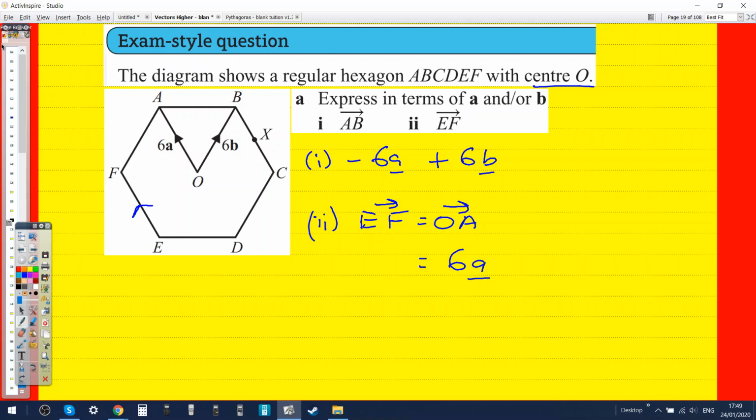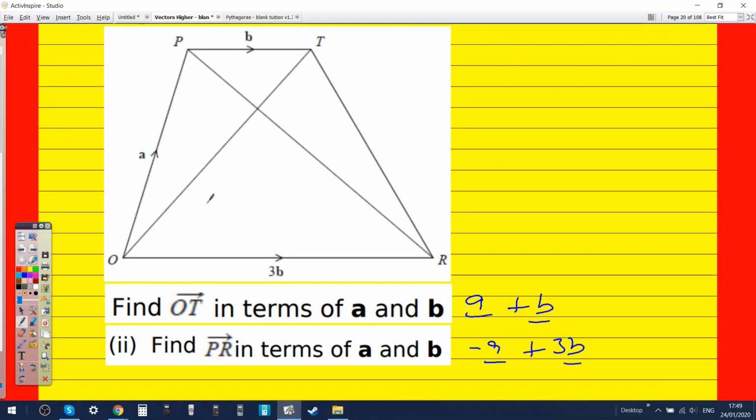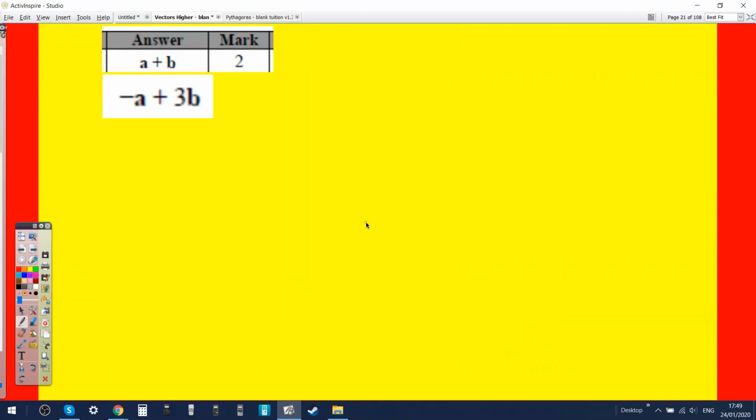This one, yes, sometimes you'll hit a dead end, so you'll have to find a different route. So that one, P to R, you could have done P to T, but then you hit a dead end. So then you instead have to go this way, P to R. Okay. O to R, you were good for that.